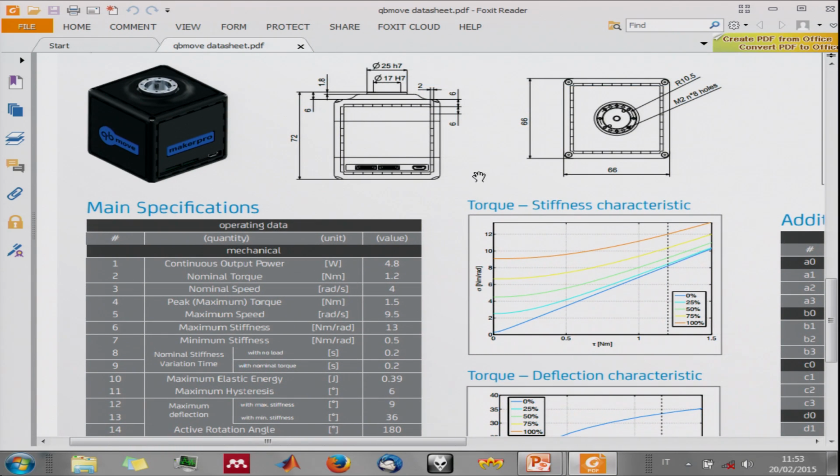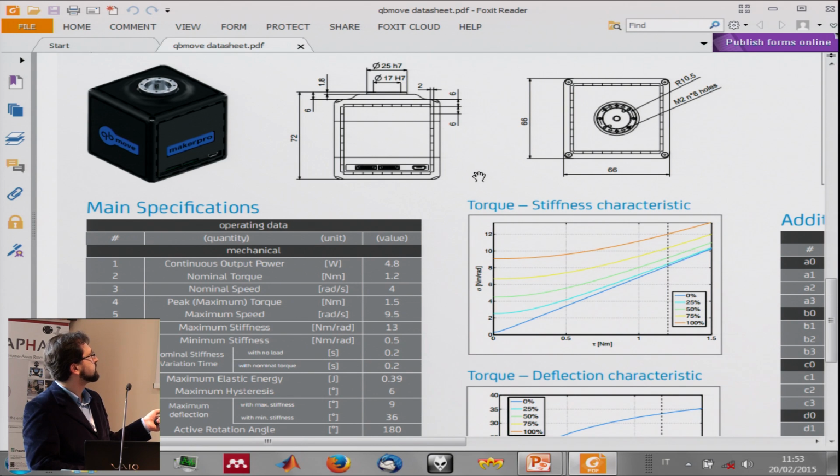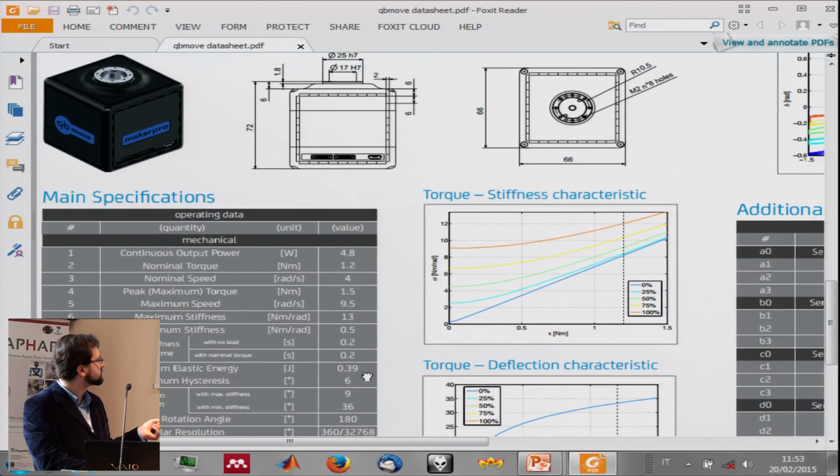So as you see here, this is the picture of the system with the mechanical drawings on the sides. And then we start with all the operating data. The continuous power of the system is 4.8 watts, and we have a nominal torque of 1.2 newton meters and a nominal speed of 4 radians per second. Then we have a peak torque, which is 1.5, and a maximum speed, which is 9.5, very similar to what you would find on a simple DC motor.